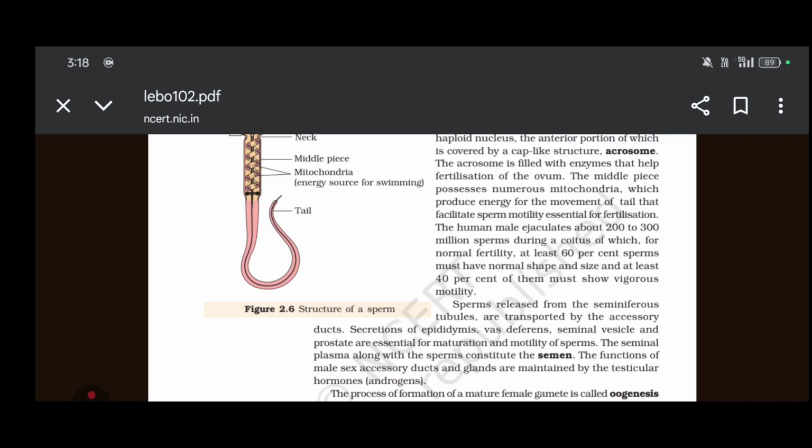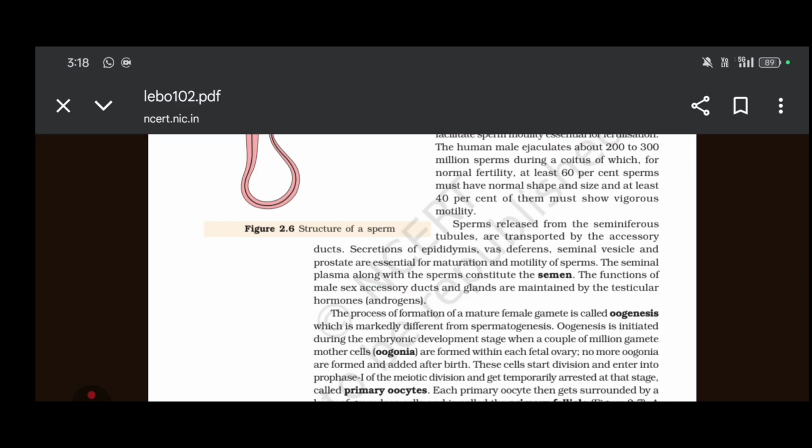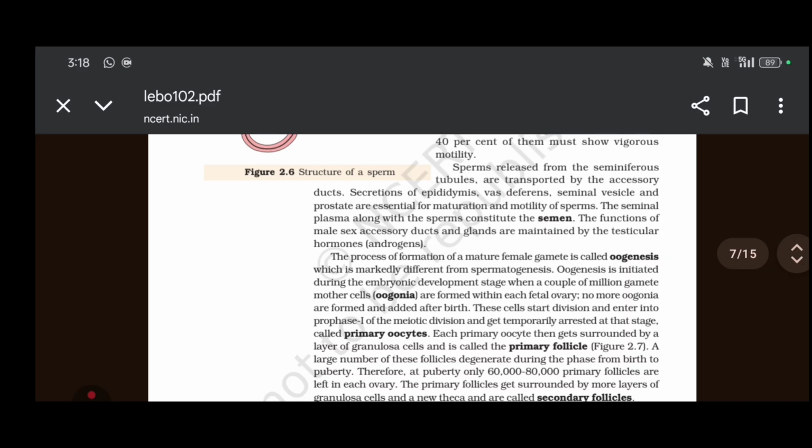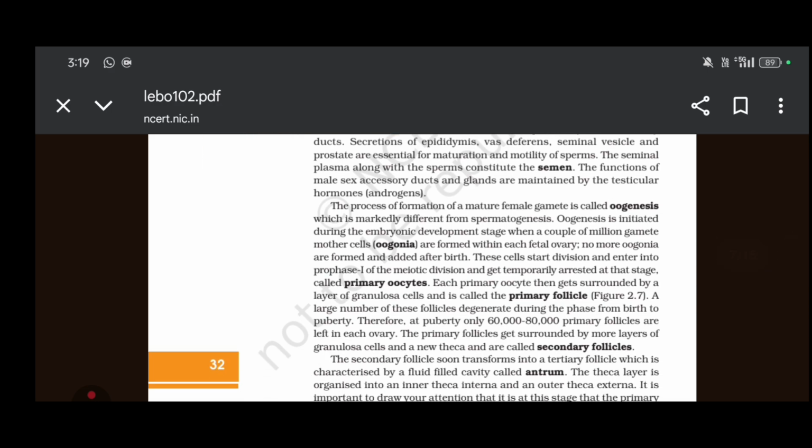essential for fertilization. The human male ejaculates about 200 to 300 million sperms during coitus, of which, for normal fertility, at least 60% of the sperms must have normal shape and size, and at least 40% of them must show vigorous motility. Sperms released from the seminiferous tubules are transported by the accessory ducts. Secretions of epididymis, vas deferens, seminal vesicle, and prostate are essential for maturation and motility of the sperms. The male sex accessory ducts and glands are maintained by the testicular hormones, that is androgens.